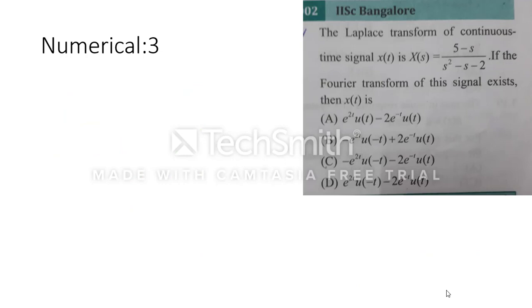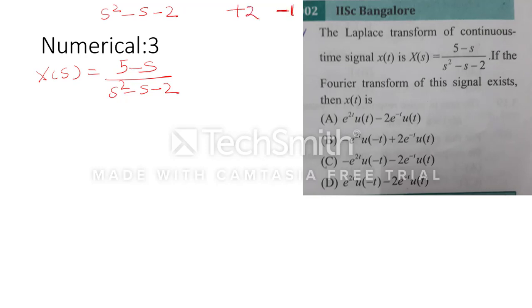So in this numerical, the question is given: the Laplace transform of a continuous time signal is given, if the Fourier transform of the signal exists. So here X(s) is given as (5 minus s) upon (s square minus s minus 2). First of all, we will find the roots. We know the method, s square minus s minus 2 is there. If minus minus is there, always remember the root signs will be plus and minus, and 2 is there, so 2 and 1. So we get (5 minus s) upon (s minus 2) and (s plus 1). So these will be the roots.